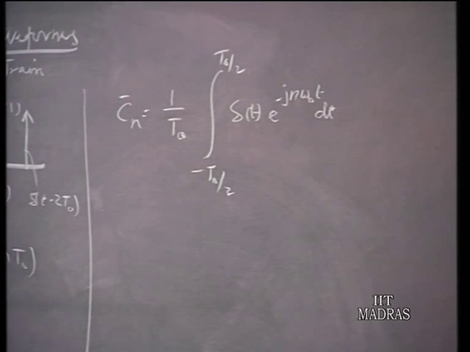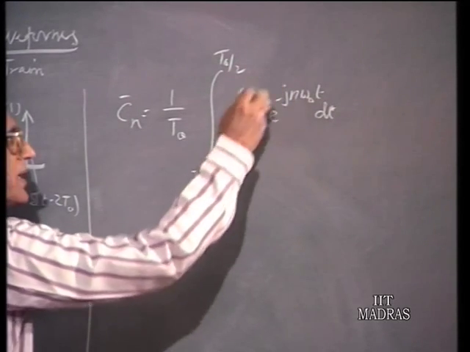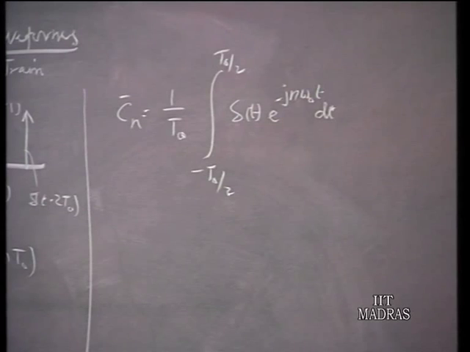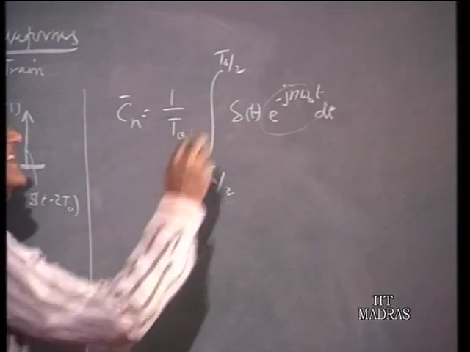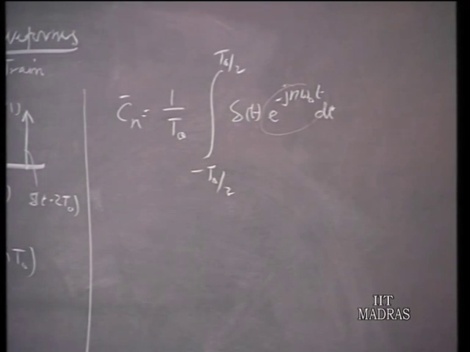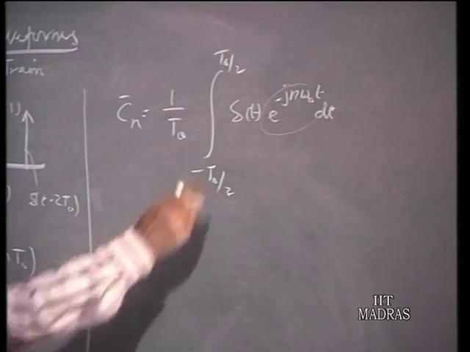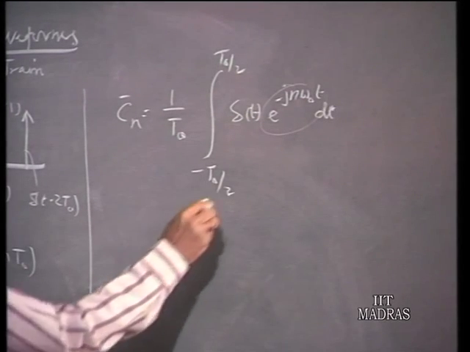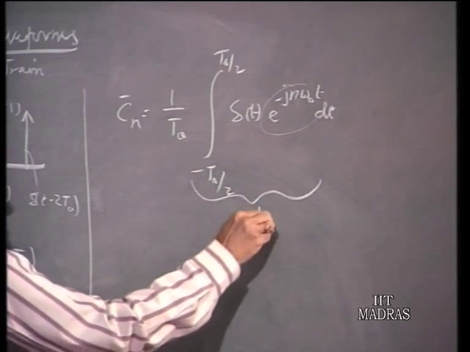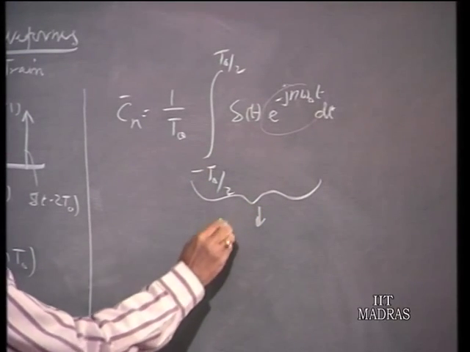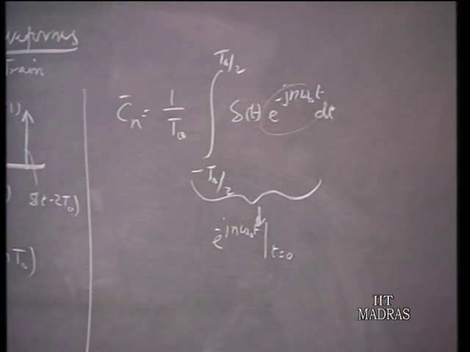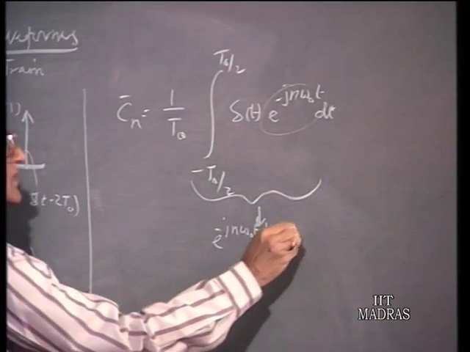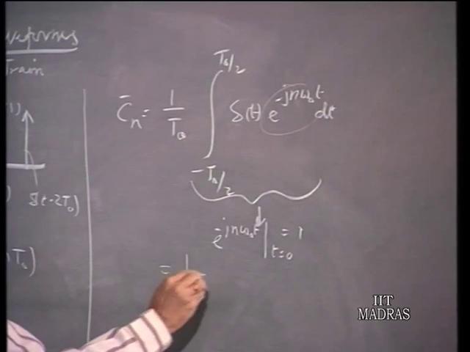Now what is the result of this integration? Whenever a delta t multiplies a certain function of time and you integrate over an interval which contains that impulse, the value is simply the value of this function at t equals 0, because the impulse is sitting at t equals 0. This quantity evaluated at t equals 0 is of course 1. Therefore Cn is 1 upon t naught.